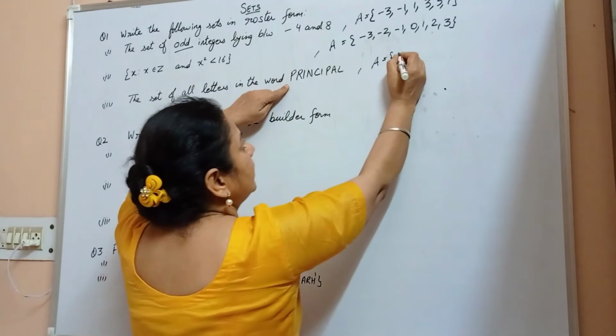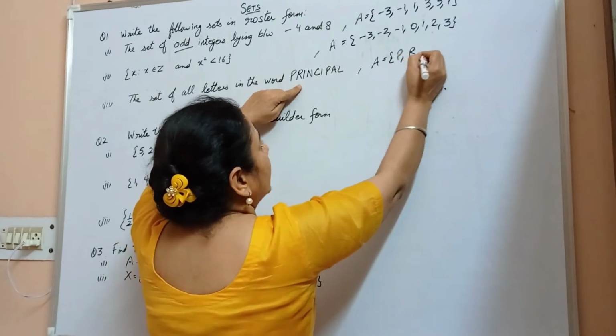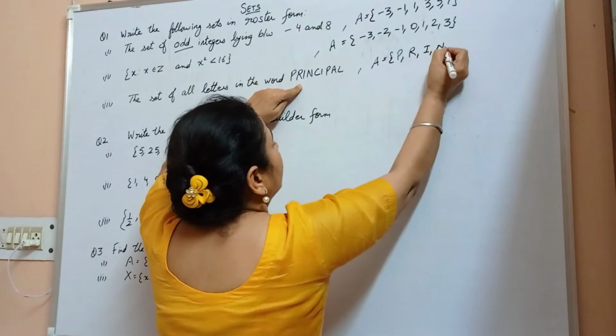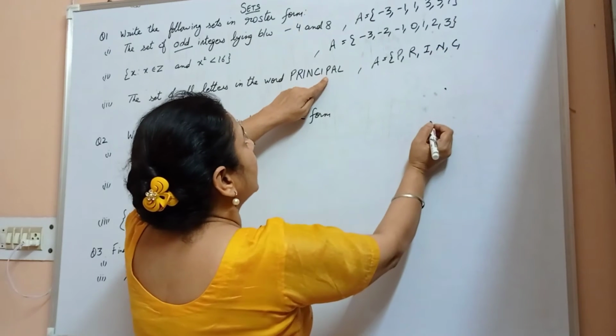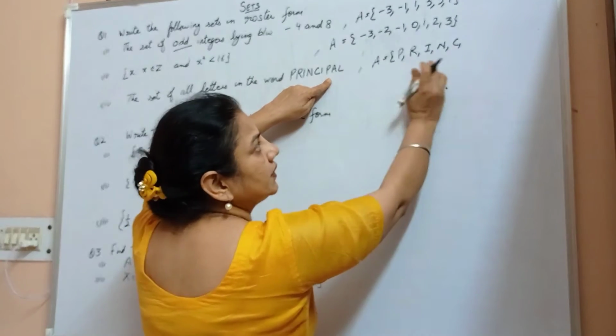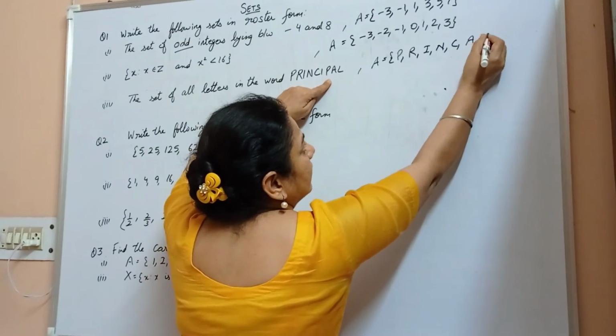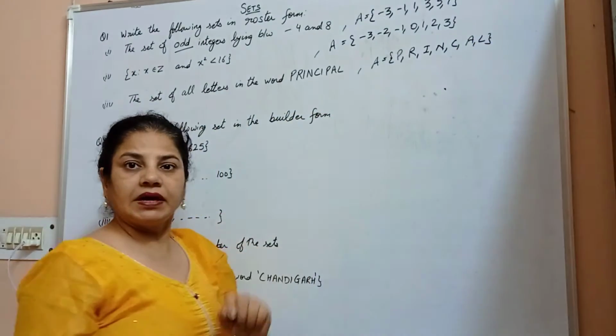I will write a single letter one time only. So here we have P, comma R, comma I, comma N, comma C. As I and P I have already written, so I will write A, comma L. Each letter is separated by commas.